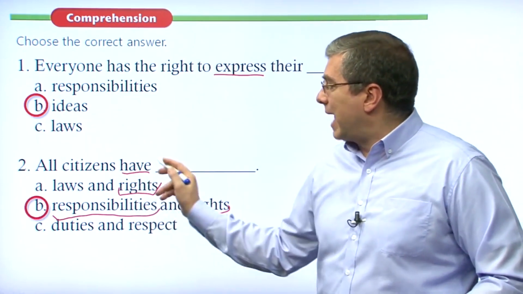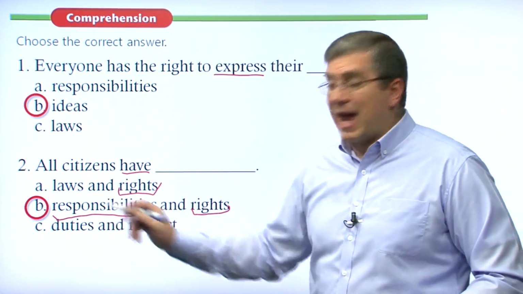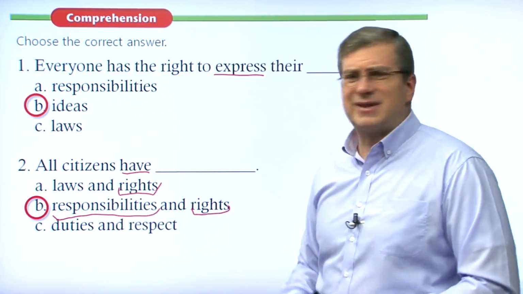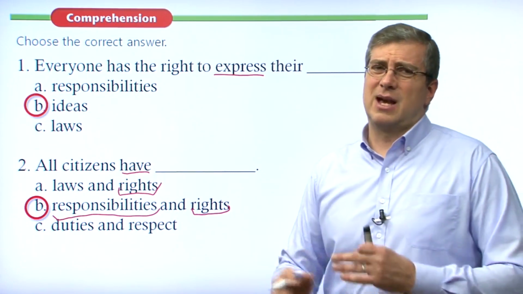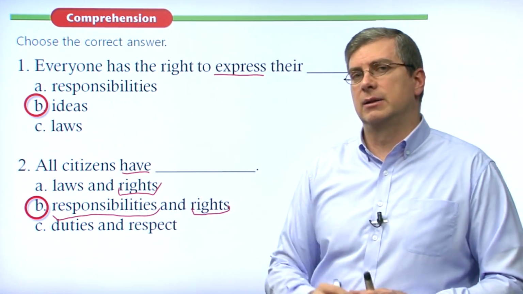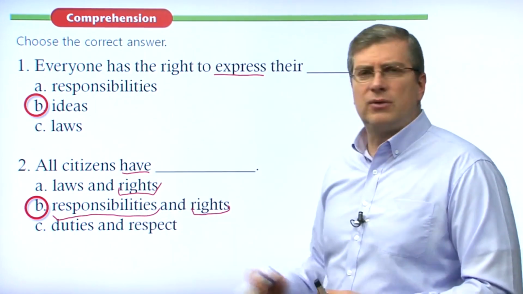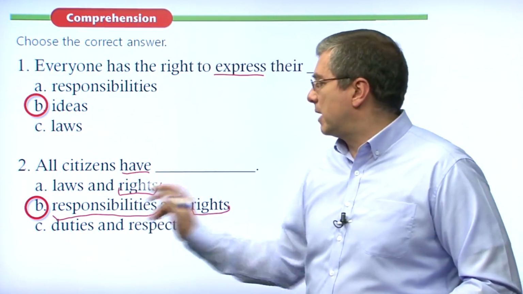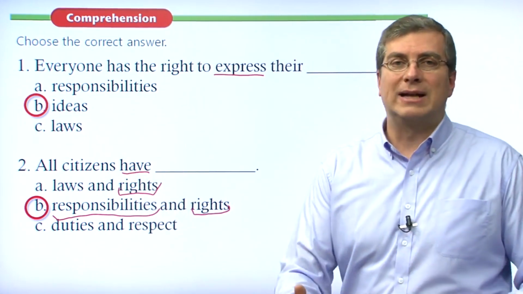B. We have duties and respect. Well, we have duties. Yeah, sure, you can say we have duties. All citizens have respect. That doesn't sound correct. All citizens should show respect. Remember, show and respect go together. But we have respect, that's a little odd. It's better to use the first one. We have responsibilities, we have rights.